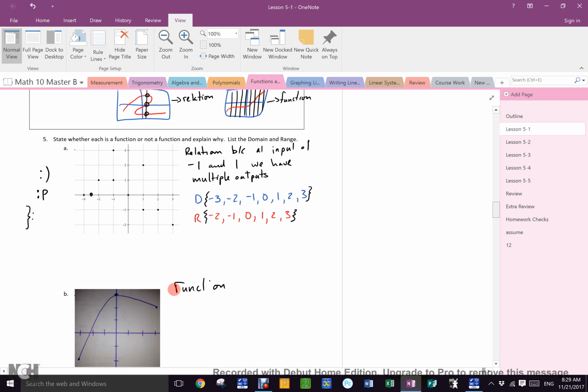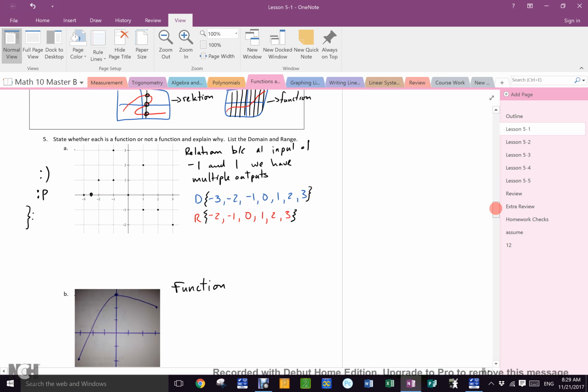You also know that that word says function. It is a function, yes? Because for every input, I have one output, right? According to the vertical line test.